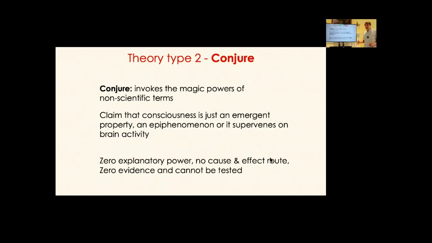This used to be the favorite, that basically invoking the magic powers of non-scientific terms. And those terms included emergent property, an epiphenomenon, or the current one, it supervenes on brain activity. Now, ask for a definition of these and how they come about.